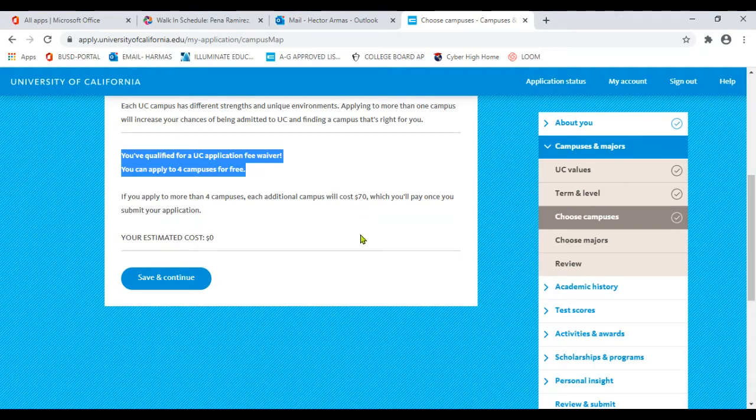If you noticed, Ms. Villalvid chose 4 campuses. So it says if you apply to more than 4, each additional campus will cost you $70. And then notice that it says there your estimated cost is 0. So this is where you'll know whether you are qualified for the fee waiver or whether you're going to have to pay a fee. And I think that's all the questions that we have.